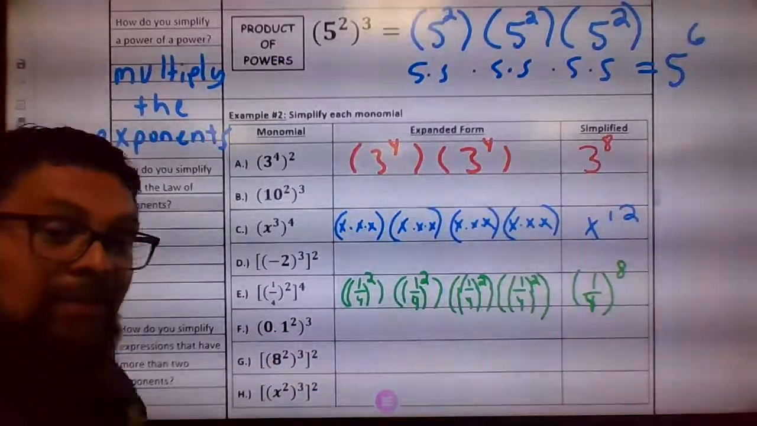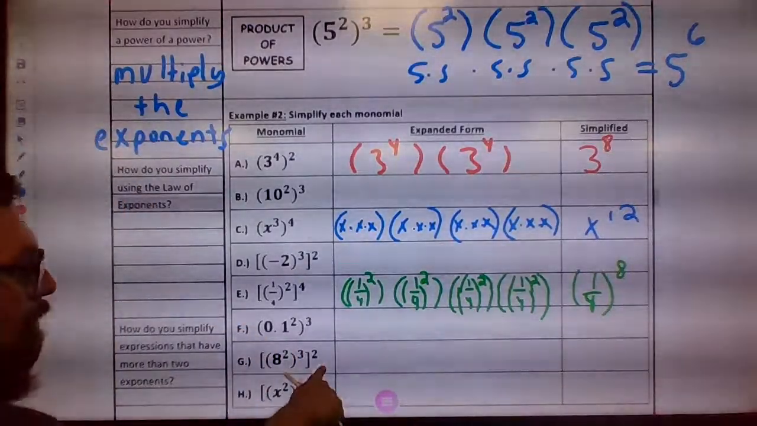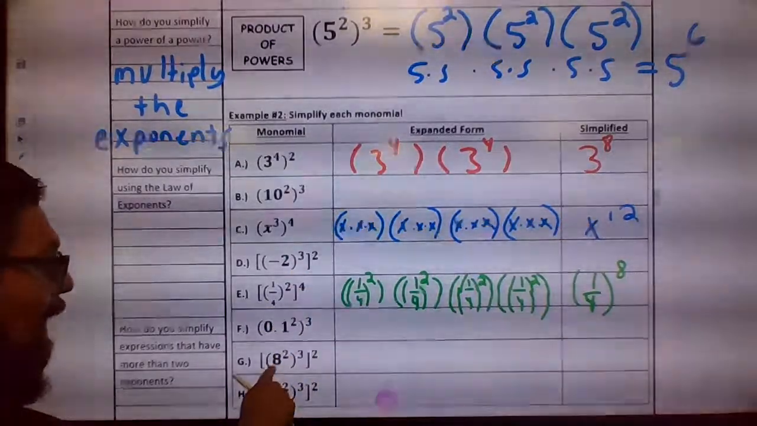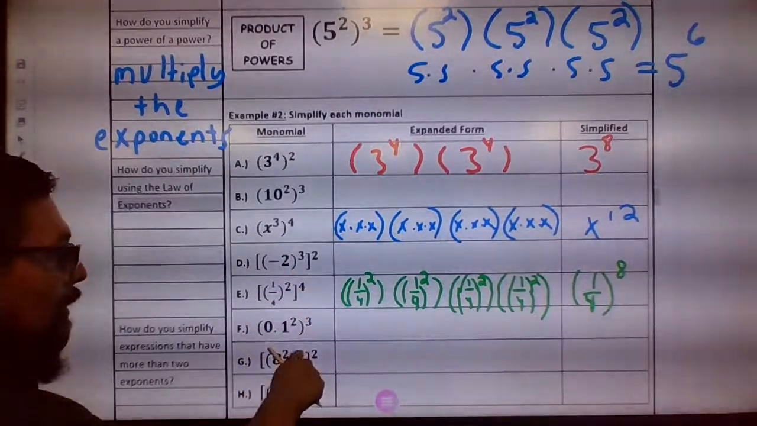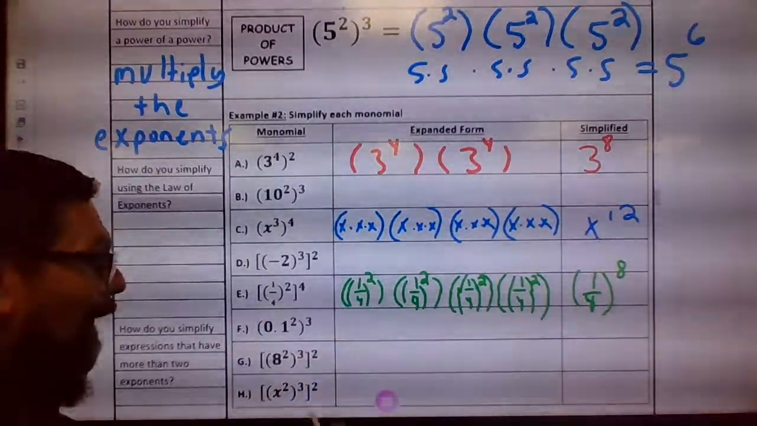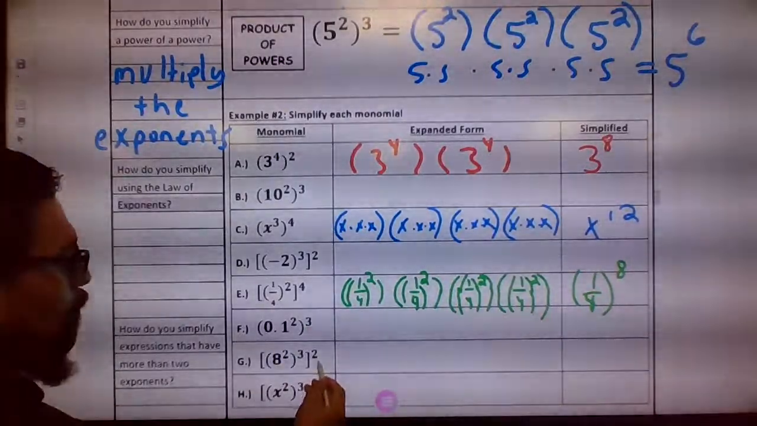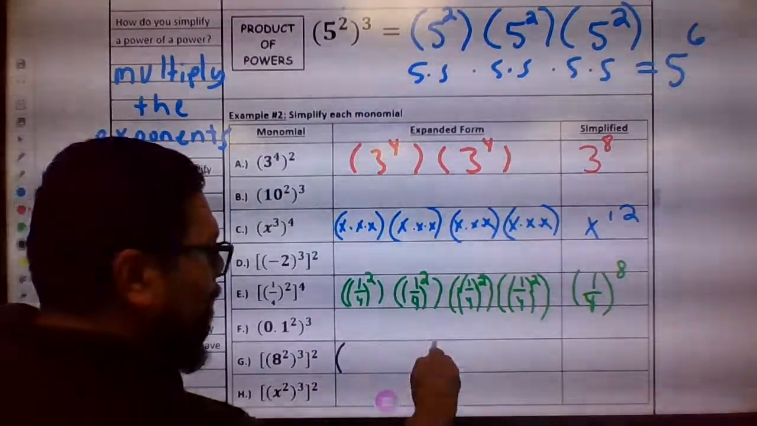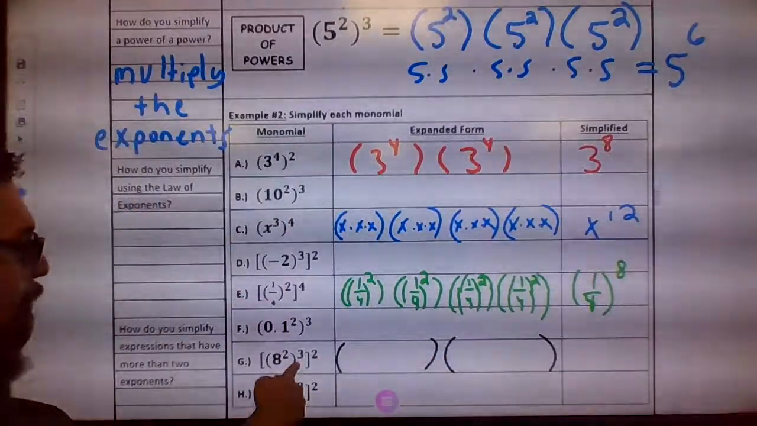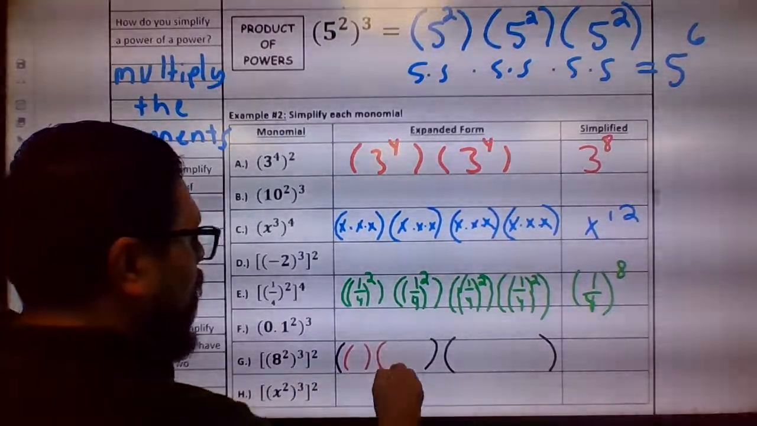Okay, so G is a little different, okay? So bear with me. Let's do this. So you see the number 2 on the outside? That's the exponent 2, right? So it's 8 squared to the 3rd squared. So it's a power of a power of a power now, okay? But we can still do this. So there's 2 on the outside, okay? And then on the inside, there's 3.